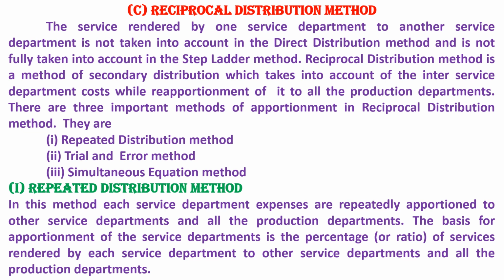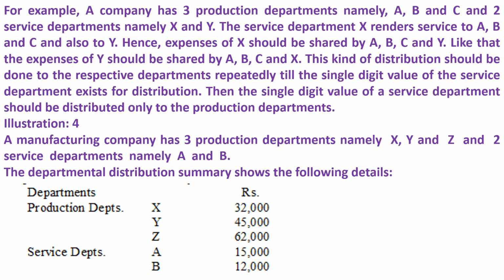1. Repeated distribution method. In this method, each service department's expenses are repeatedly apportioned to other service departments and all the production departments. The basis for apportionment is the percentage, or ratio, of services rendered by each service department to other service departments and all the production departments. For example, a company has 3 production departments, namely A, B, and C, and 2 service departments, namely X and Y. The service department X renders service to A, B, and C, and also to Y. Hence, expenses of X should be shared by A, B, C, and Y. Like that, the expenses of Y should be shared by A, B, C, and X.